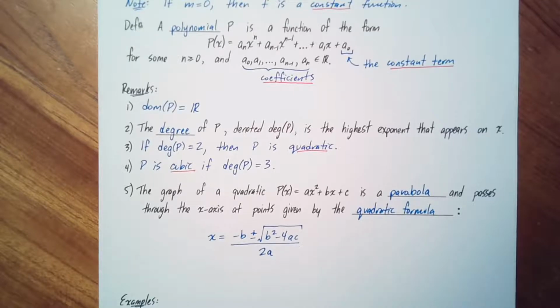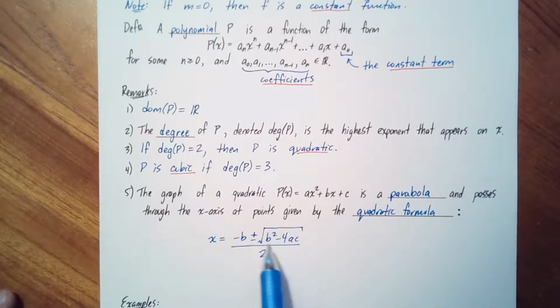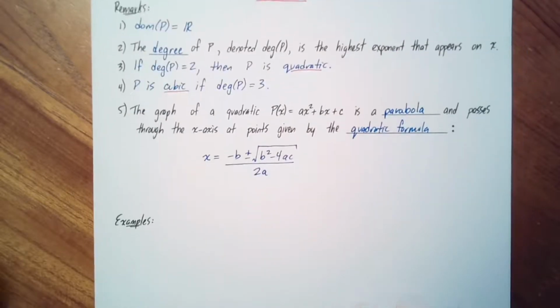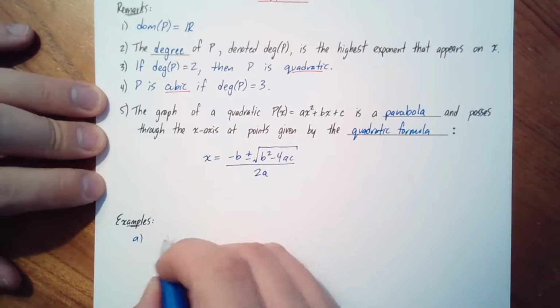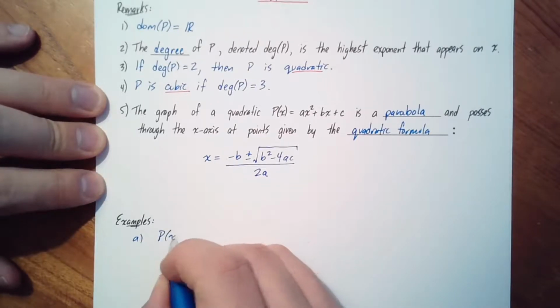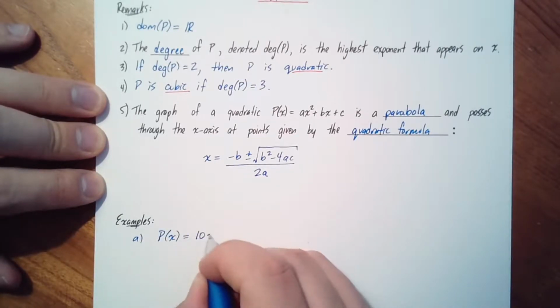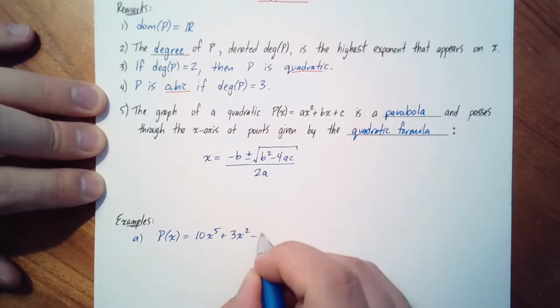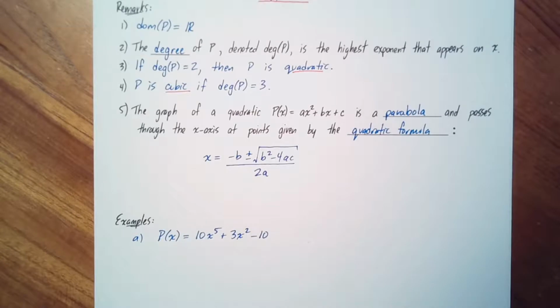All right, so that's the quadratic formula. And if it has no solutions, which will sometimes happen if the expression underneath the square root is negative, well then that just means that the parabola doesn't touch the x-axis at all. But if you do get solutions, then that just does tell you where the parabola touches the x-axis. Okay, so just a couple of examples. I could have something like p of x is equal to 10x to the 5 plus 3x squared minus 10. Let's say that's an example of a polynomial.